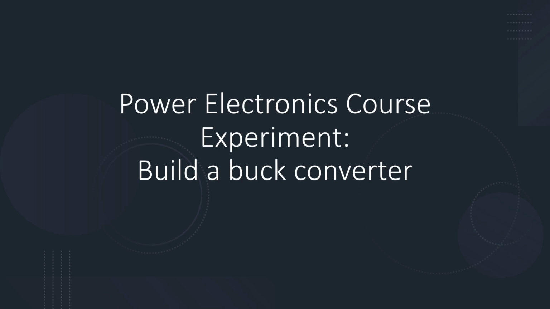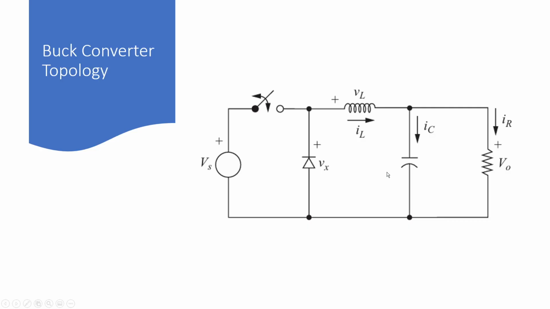So I will explain in this presentation in more detail. I will explain again about the buck converter topology. The buck converter consists of one switch, one diode, one inductor, one output capacitor, and then the load.